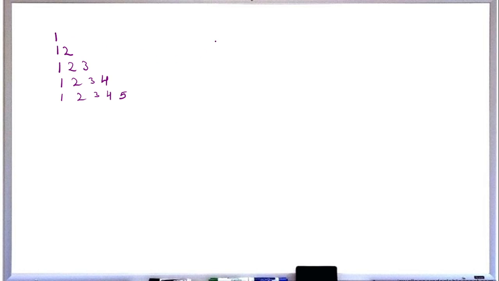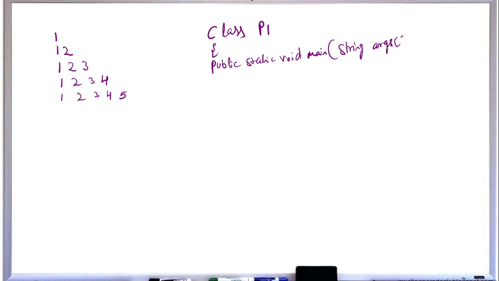If you want to write any program, first you need to take a class. Give the class a name. I'm giving P1 here, but you can give any name. Open the bracket. After that you can add public static void main. So public static void main, and you have to give the String argument. Once you have given this, now you have to write the logic for this pattern.